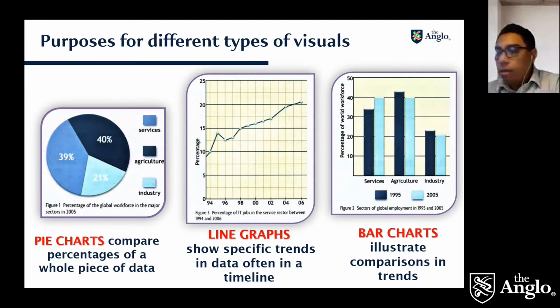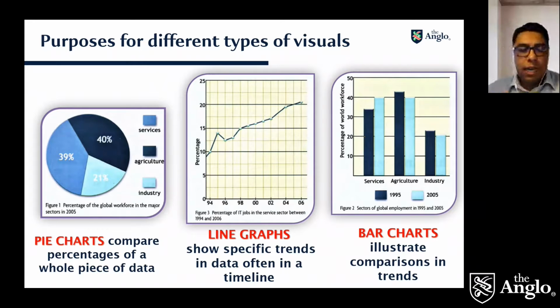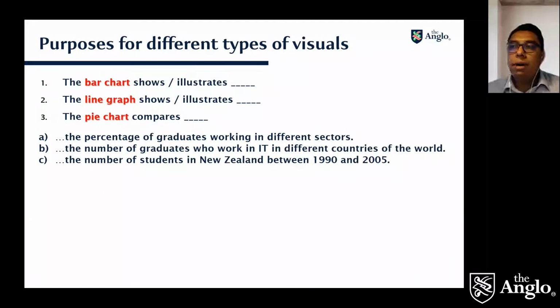Now, I'm going to move on. And based on this, I suggest that you take a screenshot or something, because I'm going to use, or you're going to use this information. Remember, pie charts compare percentages, line graphs describe information over a period of time, and bar charts illustrate comparisons, okay? Keeping this in mind, I want you to match these sentences, okay? So I want you to match a number with a letter.